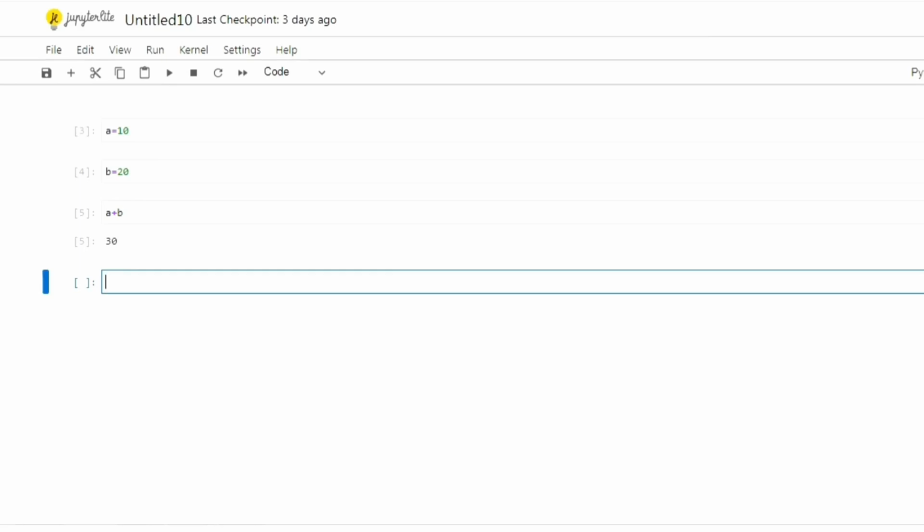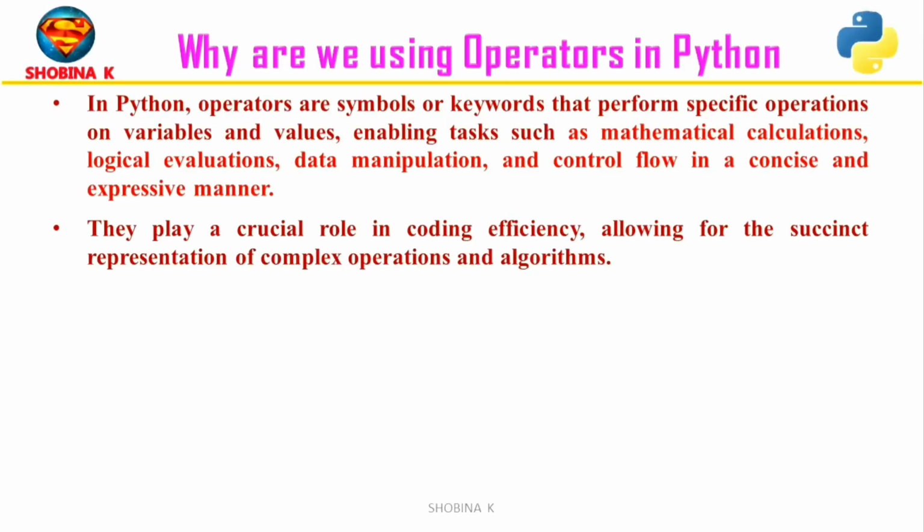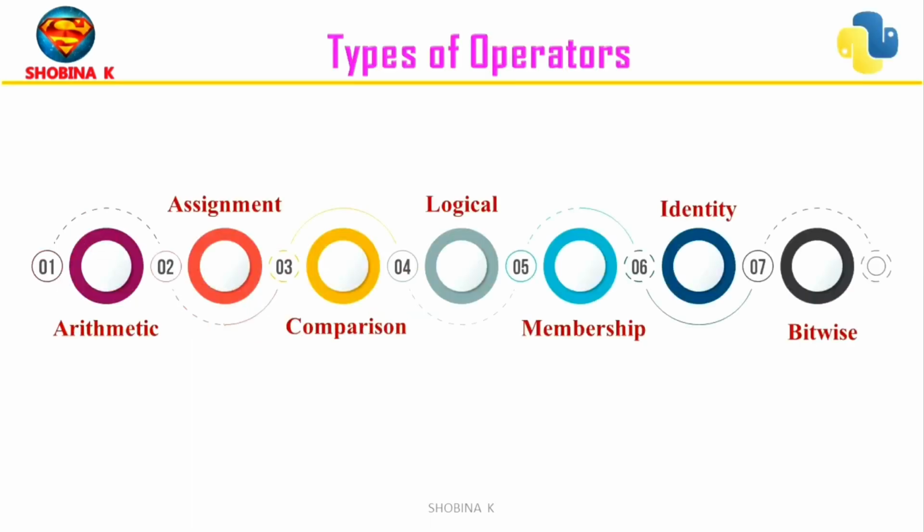operation is performed. The operators in Python allow us to do the mathematical calculations, logical evaluations, data manipulations, and control flow in a concise and expressive manner. Depending upon the type of operations, there are 7 types of operators in Python programming language. First of all, we have arithmetic operators, then we have assignment operators, comparison operators, logical operators, then we have membership operators, identity operators, and bitwise operators. So we will be discussing all these operators in detail.